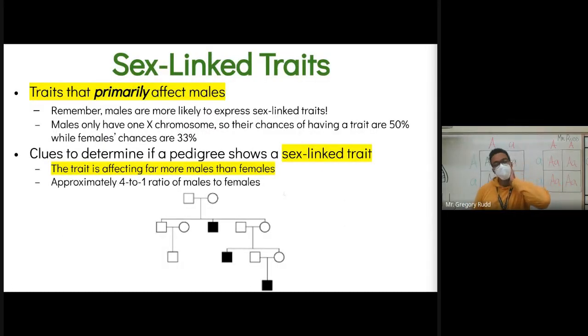All right, one more type of inheritance here, sex-linked traits. So these are traits that will primarily affect males. Remember, males are more likely to express sex-linked traits. That is because males only have 1 X chromosome, and so their chances of having a trait are 50% because they either have it on their X or they don't. Whereas a female's chances are 33% because they could be homozygous dominant, they could be heterozygous, and they can be homozygous recessive.